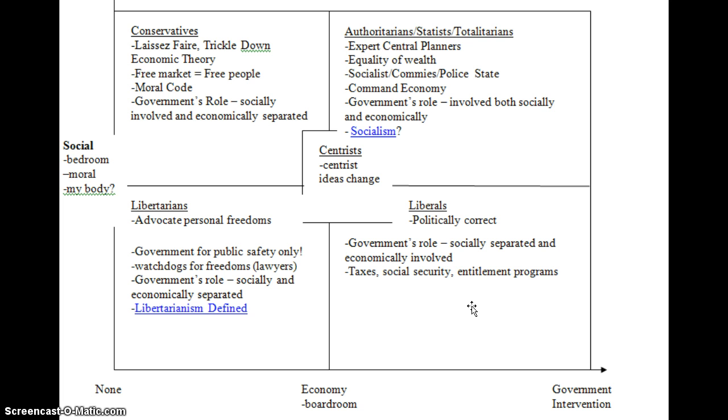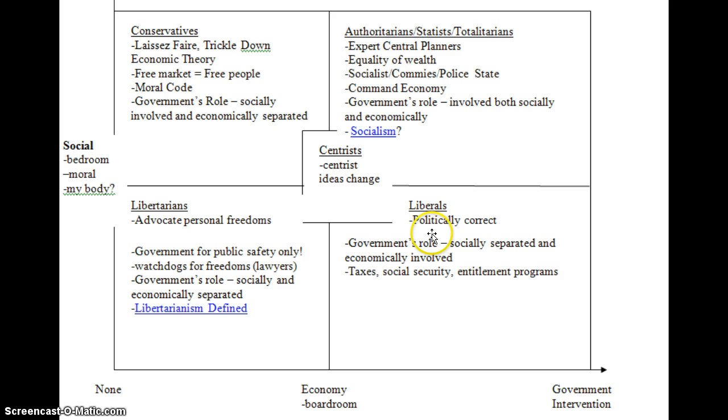They believe that the government has a role to play economically and should provide those entitlement programs and should tax citizens and use this for pensions like Social Security or medical care or Obamacare. That's why Obama, if you've read up on the news, you pay attention, you know that he is a liberal, and that's what he would advocate for.